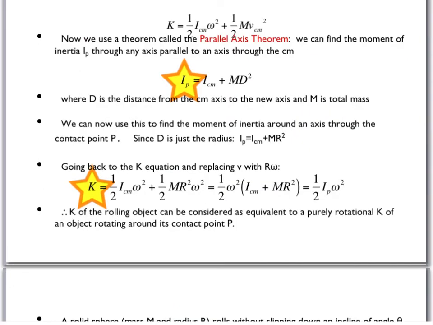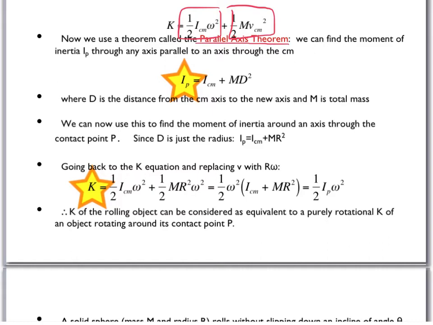Now, as we look at this equation that includes both the translational motion and the rotational motion, we could actually simplify it a bit more if we wanted to. Certainly this would be one way to consider the motion and to account for both of those energies. But another way to look at this same equation is with something called the parallel axis theorem.